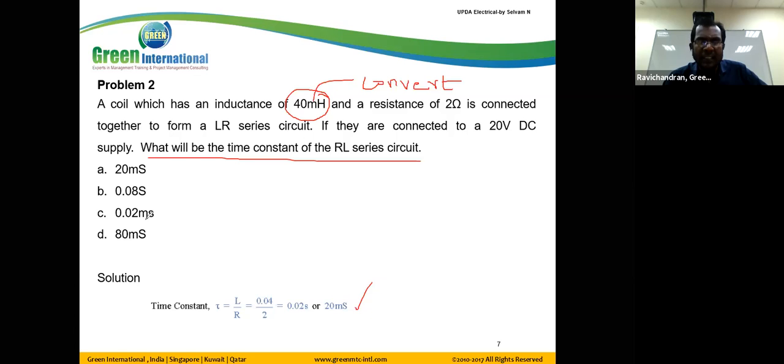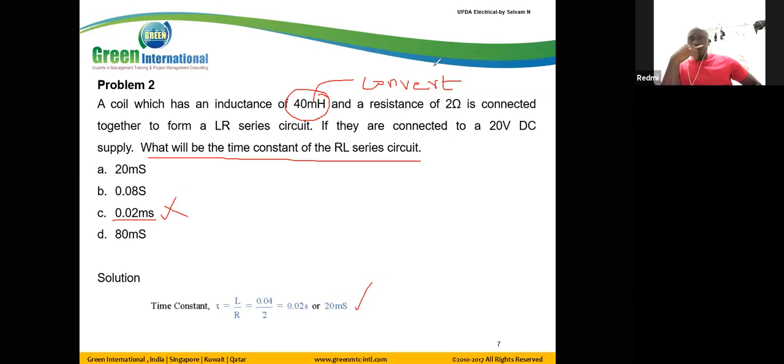And read the question. Here they mentioned 0.02 milliseconds. Due to carelessness, sometimes we will select this answer. So it's wrong.